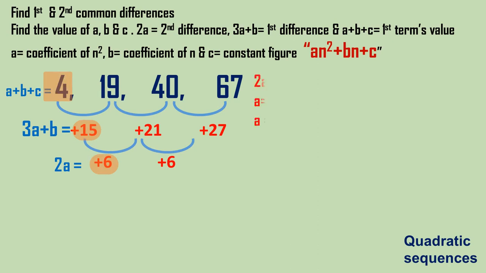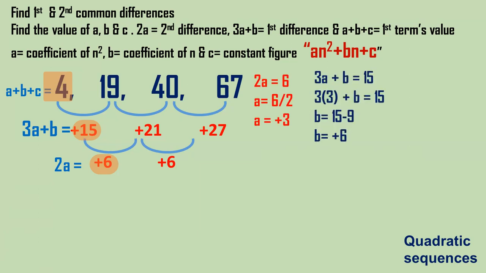We're going to find the value of a. For example, 2a is equal to 6, and that will produce a is equal to plus 3. And what about 3a plus b is equal to 15? We're going to substitute the value of a here. That is 3 multiplied by 3, that's going to be 9. And this 9 is plus, on the other side minus, and that will produce b is equal to plus 6.